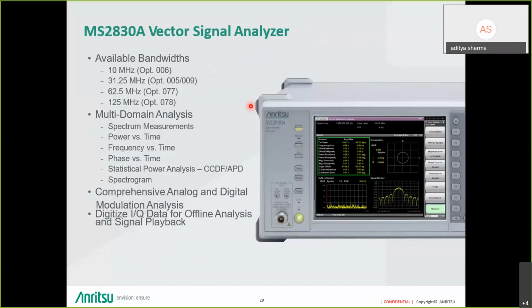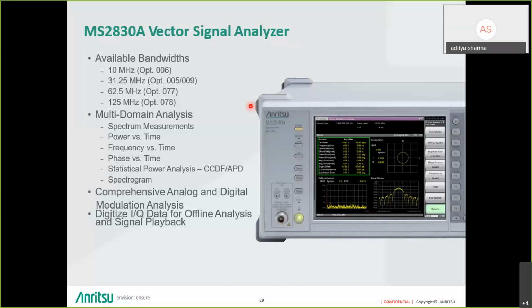So for a customer who is working on modulated signals and vector modulated signals, he needs to have a system with an analysis bandwidth. Along with that, the instrument should have the capability of demodulating that particular modulated signal, right? So for analysis bandwidth, it has a base of 10 megahertz. Then we have 31.25 megahertz, 62.5 megahertz, and up to 125 megahertz analysis bandwidth. That is the maximum analysis bandwidth it can have.